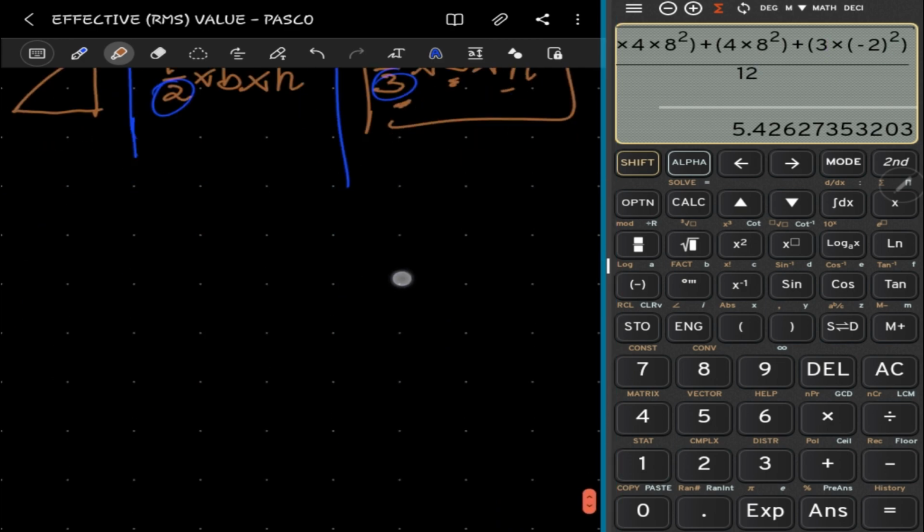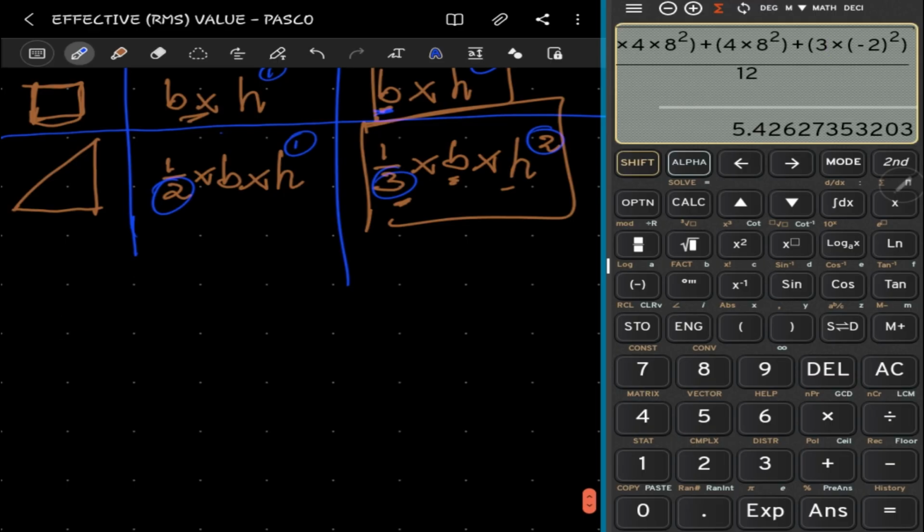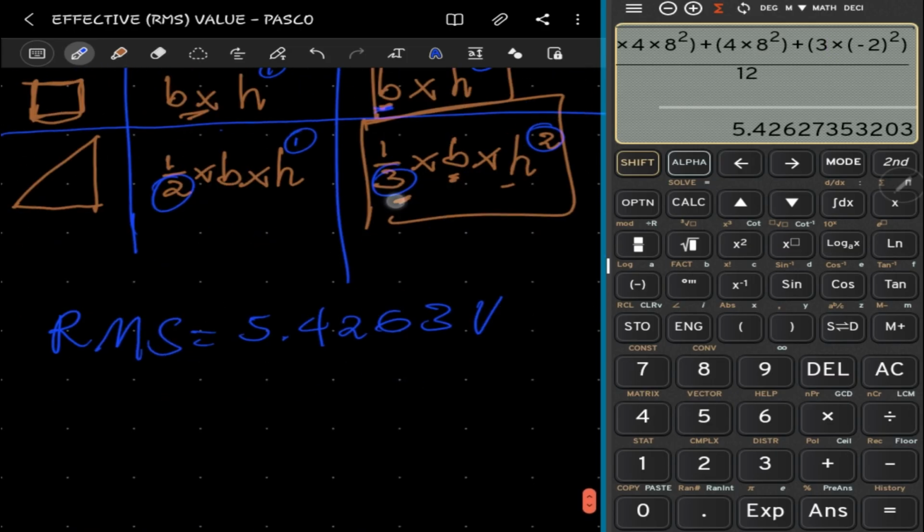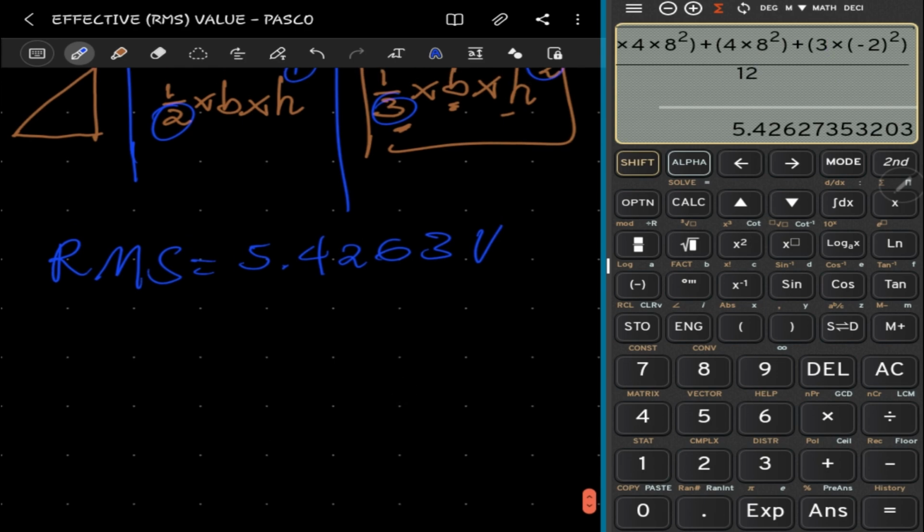So basically, we end up with the RMS. When you know the formula to use and you understand the concept, you can go straight for it. We end up having the RMS value for this waveform to be 5.4263 volts, because it's a voltage waveform. So that's what we have for it.